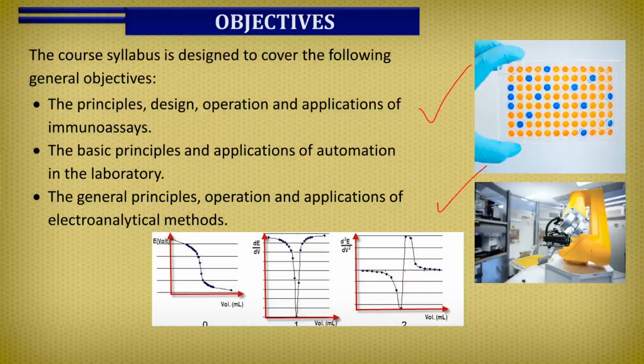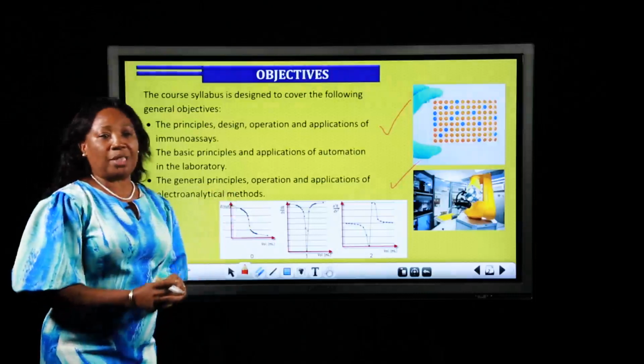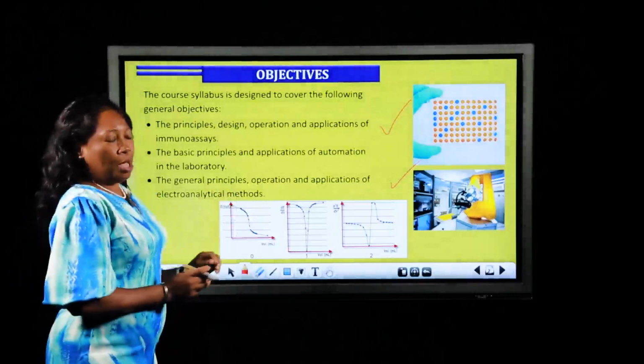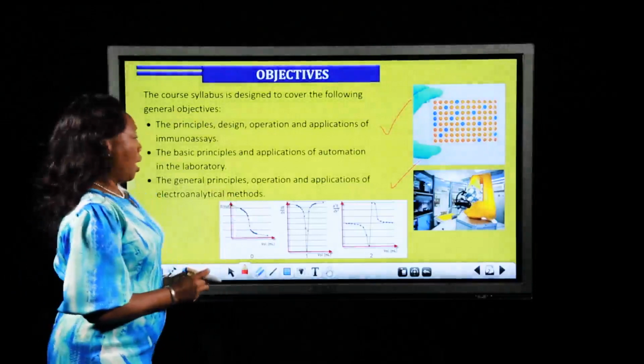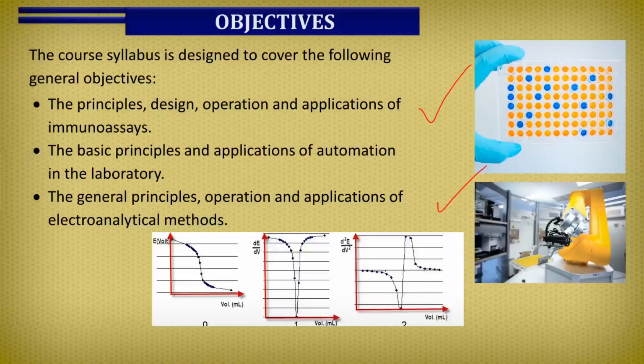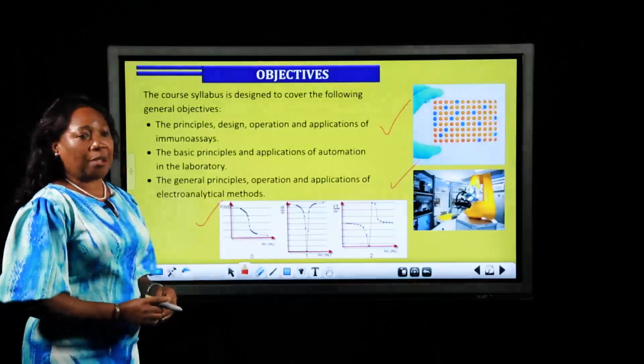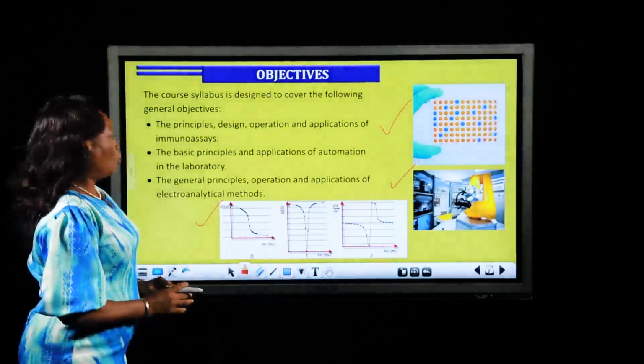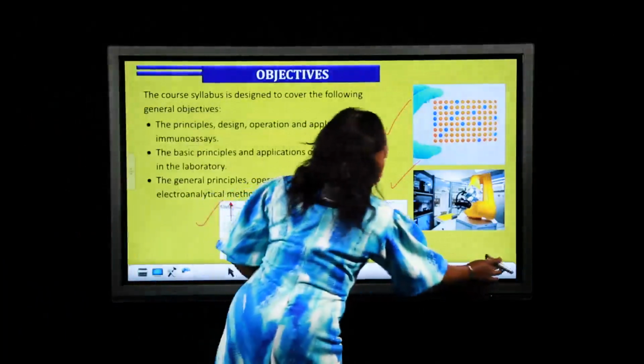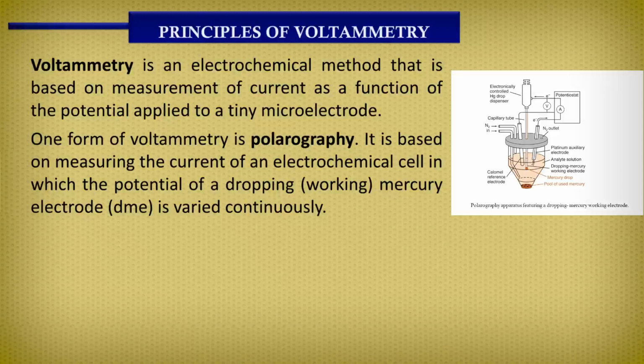The last objective is the general principles, operation, and applications of electroanalytical methods. Here there are three analytical methods that we need to know about: potentiometry, amperometry, and voltammetry. The first two we have studied, and you remember you came across this, one of the typical titrations observed in potentiometry. Now for today's topic, we are going to talk on voltammetry. But before we take this lecture, we need to understand what voltammetry is all about.